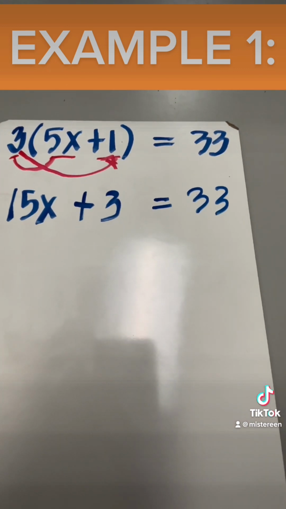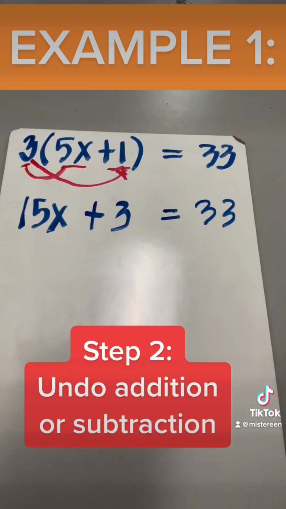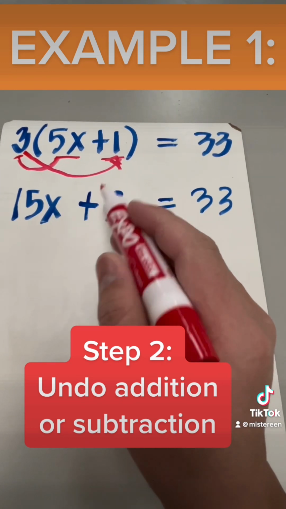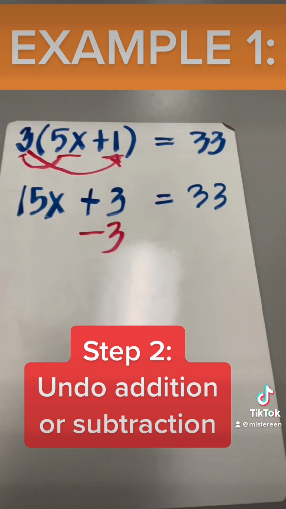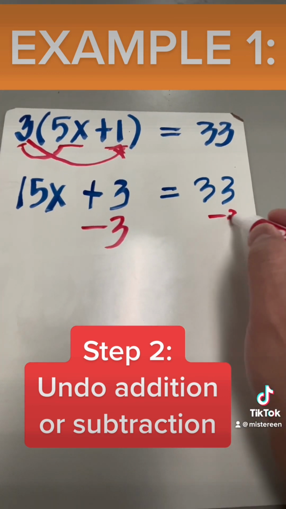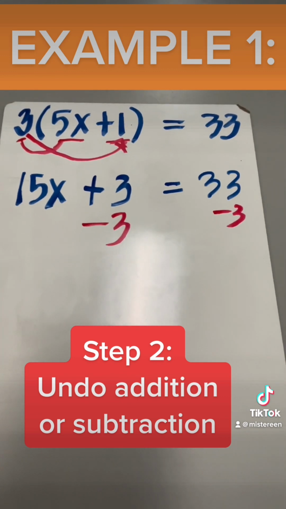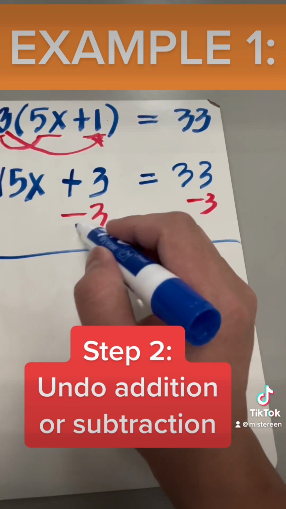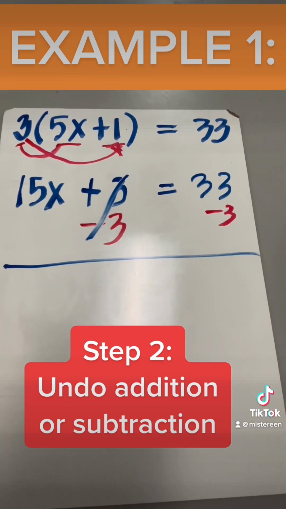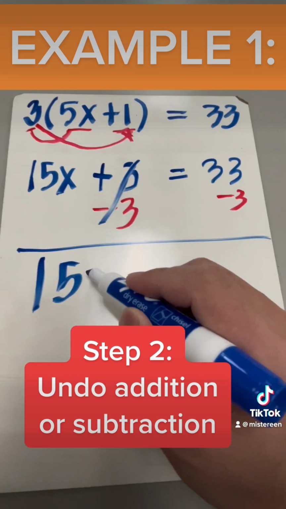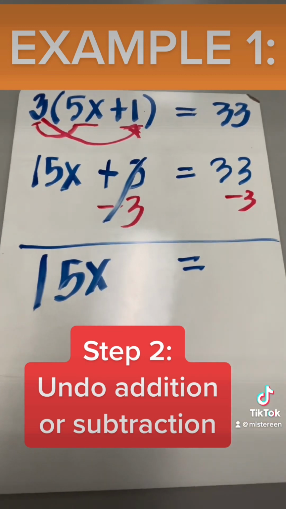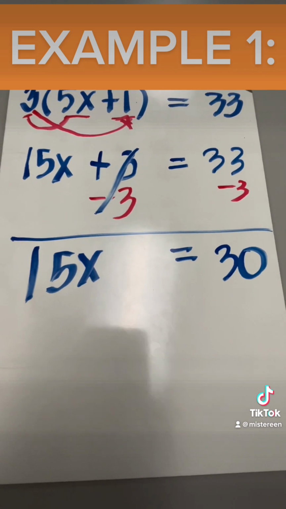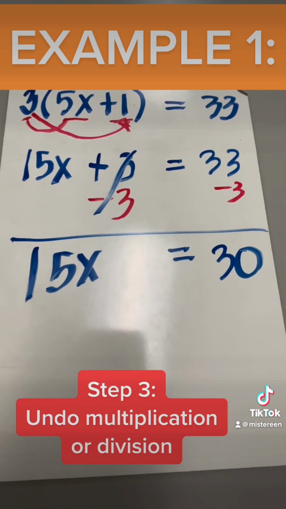Okay. The next step is to undo addition or subtraction. So as you can see in here, on my left side, I have my addition, and I can remove it by doing the opposite, which is a minus. So I just do minus 3. If I do it on one side, I should also do it to the other side to make it balance. So now, we put this line to separate the answers, and then we simplify. A positive 3 and a minus 3 is 0. All right. And then we have 15x on this side is equal to 33 minus 3, which is a positive 30.